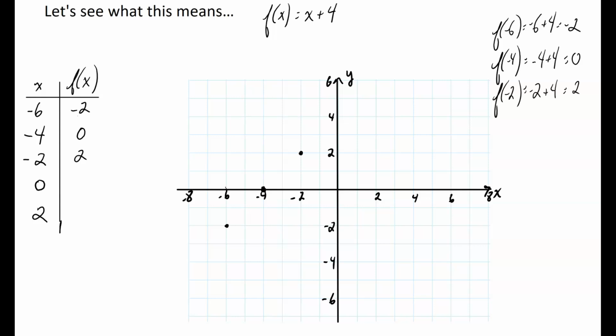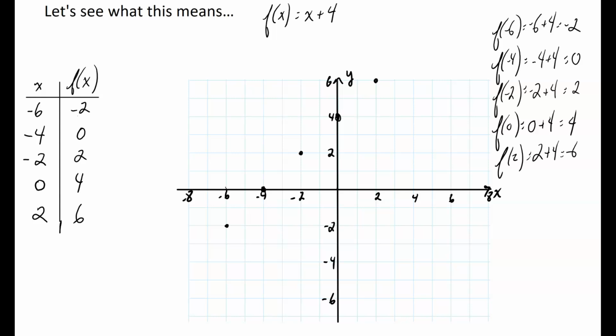Okay, coming back to this, I'm going to do f of 0, which is 0 plus 4, 4. So f of 0 is at the point 0, 4. And f of 2 is 2 plus 4, which is 6. So for the point 2, 6. You can see why I retracted on doing 4 and 6, because that will take us up off of the graph.